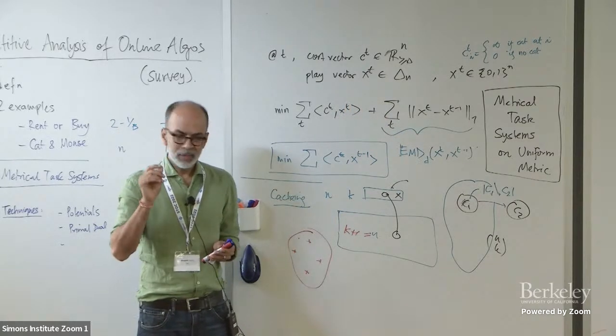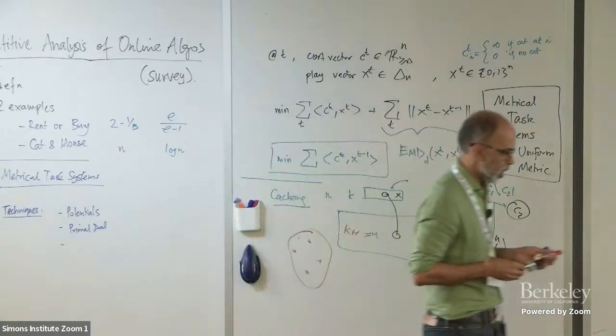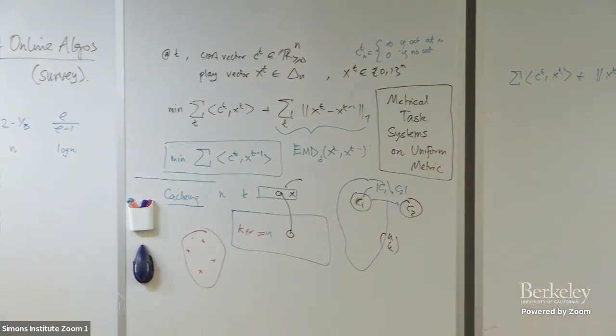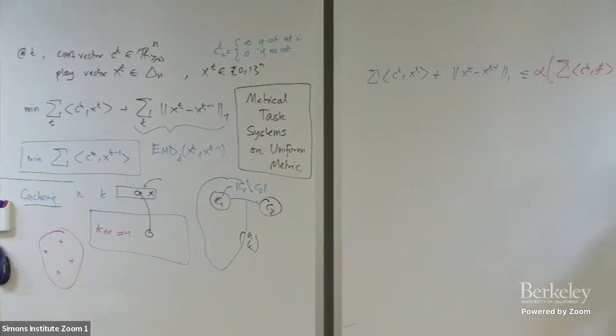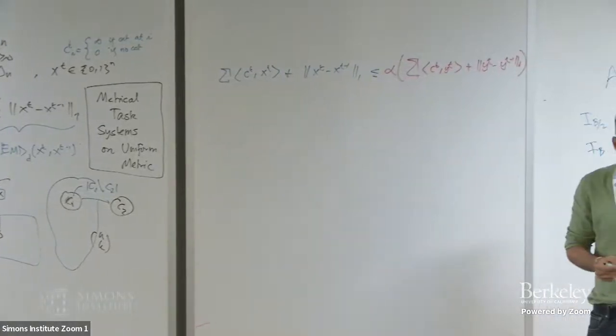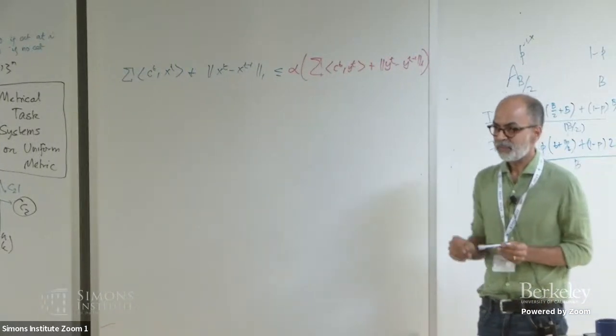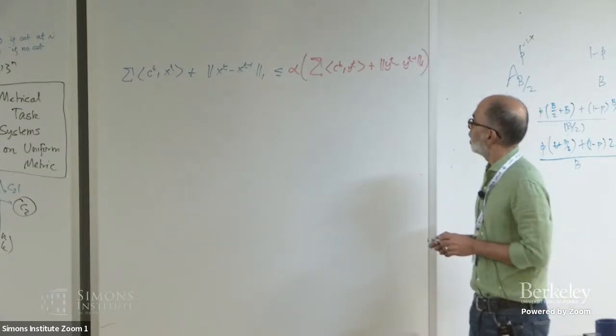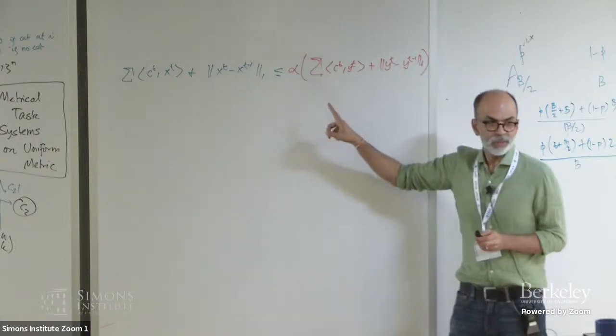But let me do one other thing before I move on from metrical task systems, which is to give you a sense of what kind of results can be obtained and try to relate it back a little bit to regret minimization. I was trying to make these connections as much as possible. Hopefully it will be interesting to you. So this is what I want.